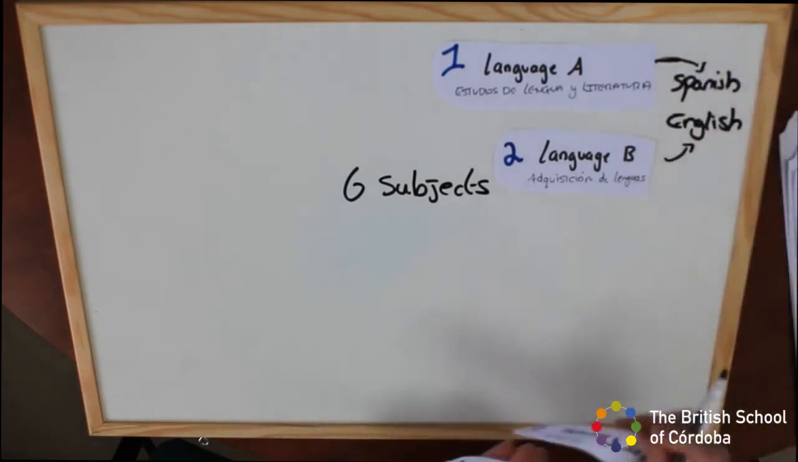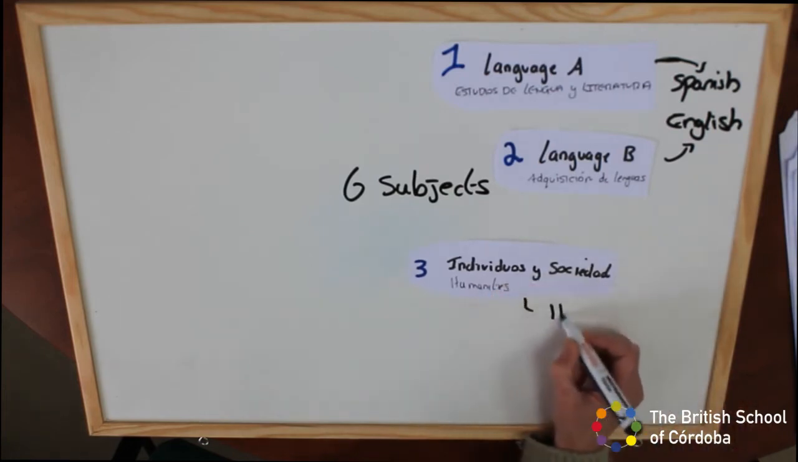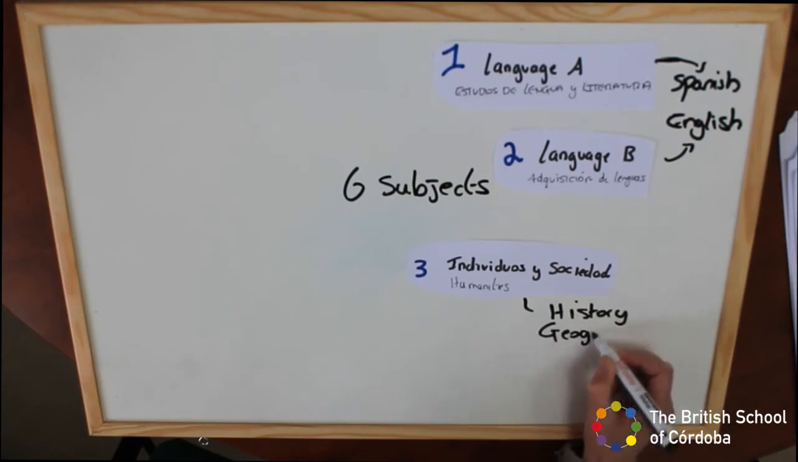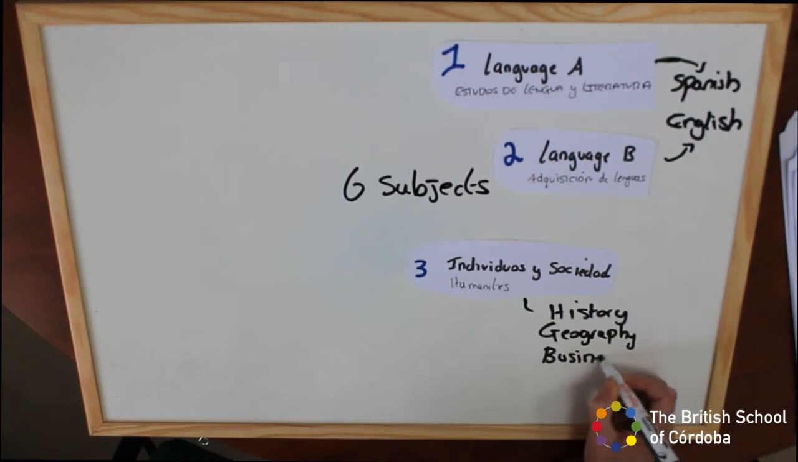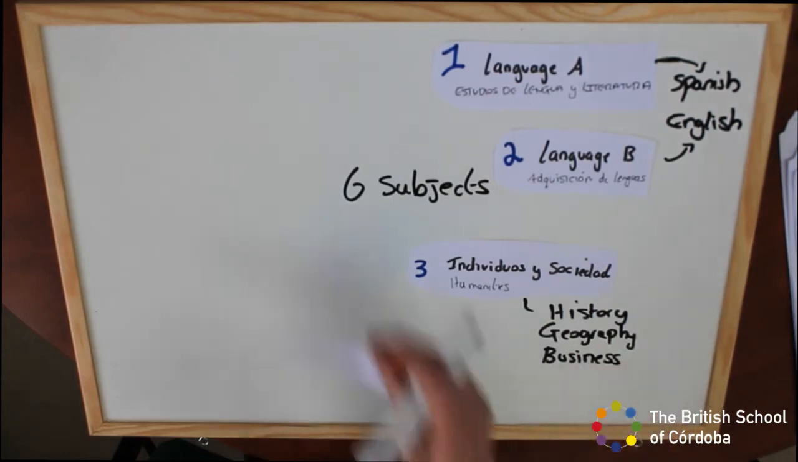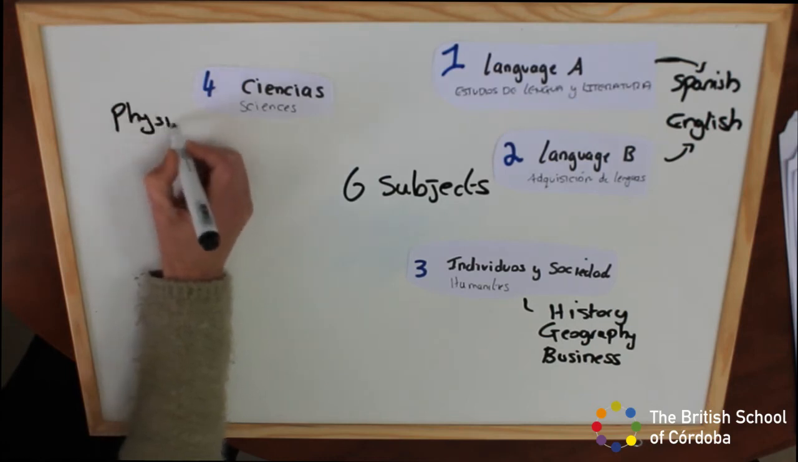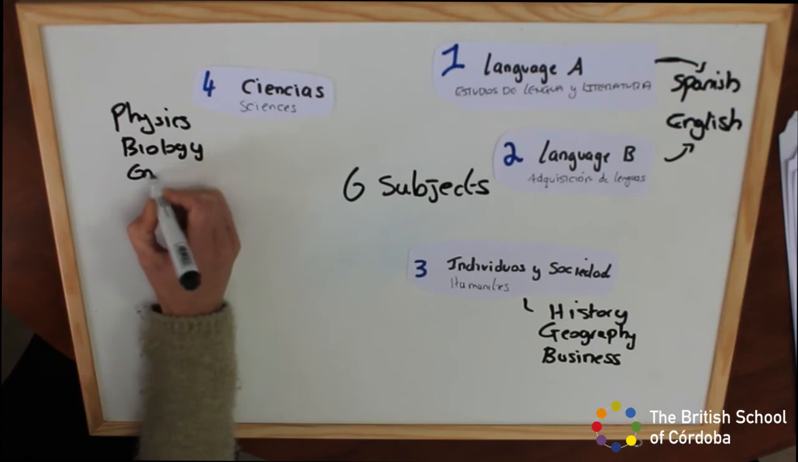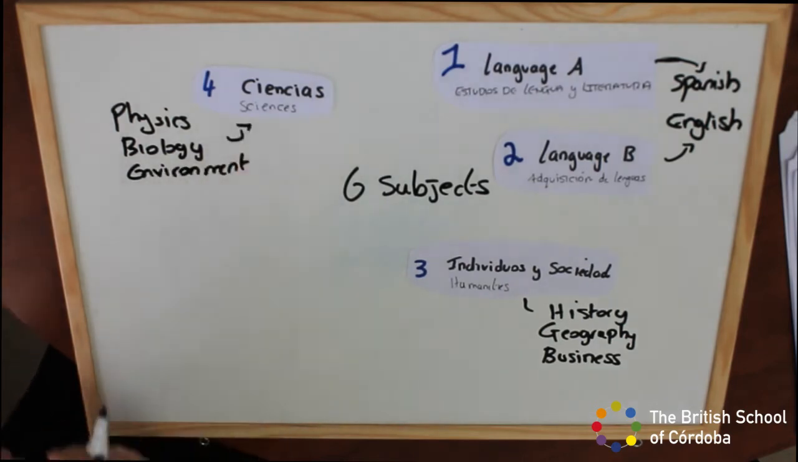Group 2 is language acquisition, which builds upon the GCSE language knowledge, and for most of our pupils this will be English as a second language, but it will also be offered in Spanish. Group 3 are the humanities, with history, geography or business being offered. Group 4 the sciences. These will include physics, biology and environmental social studies.